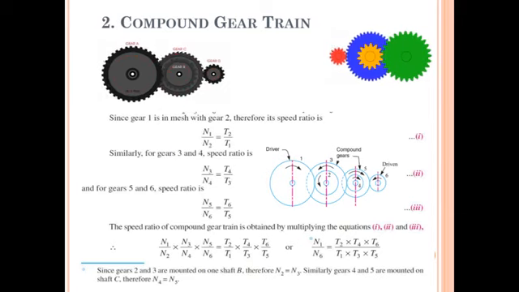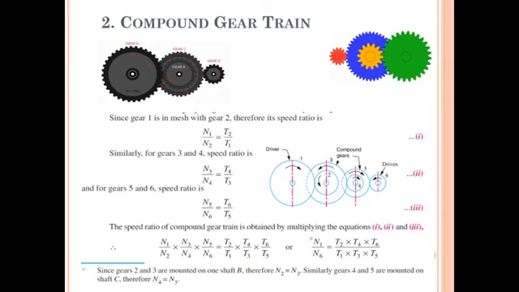Therefore the velocity ratio between 1 and 2, or A and B, is N1 upon N2 is equal to T2 upon T1. Between 3 and 4, that is C and D, the velocity ratio is N3 upon N4 is equal to T4 upon T3. And for gears 5 and 6, the velocity ratio in this diagram will be N5 upon N6 is equal to T6 upon T5.